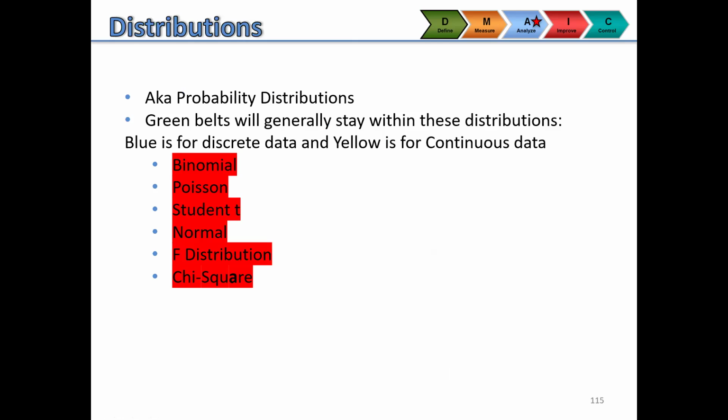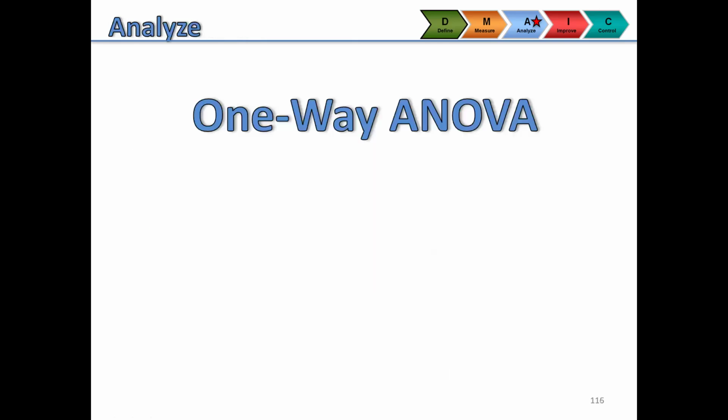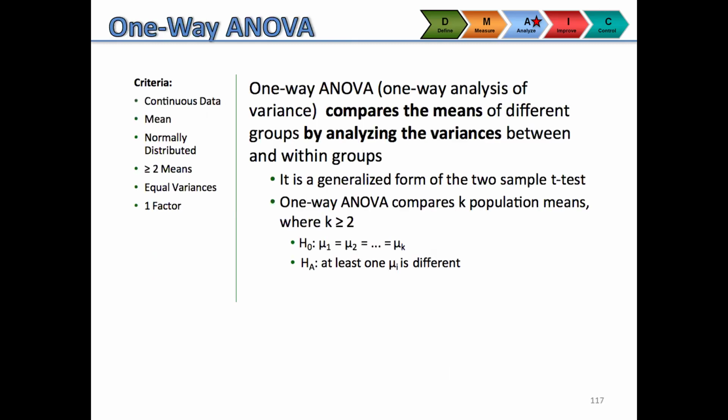So distributions, I know we've covered a bunch of times. Probability distributions, generally the ones that I'm interested in are normal, student t, so the t's, the ones we looked at already, and chi-square. One-way ANOVA, we just talked about. This was the stress between shifts.